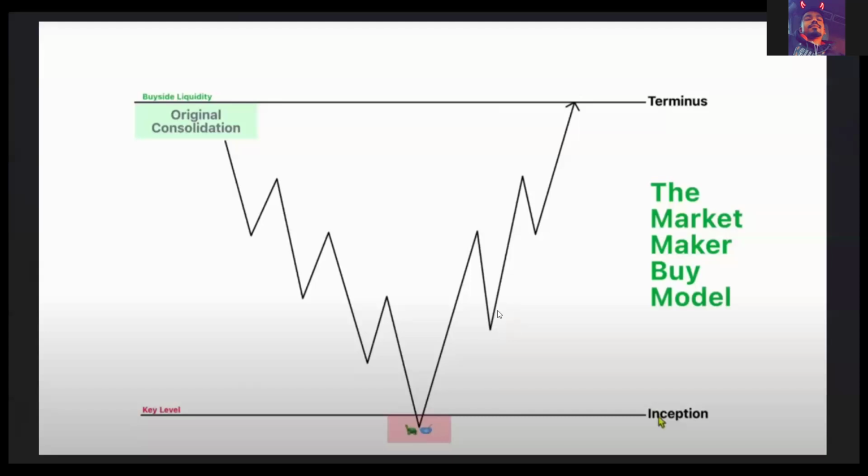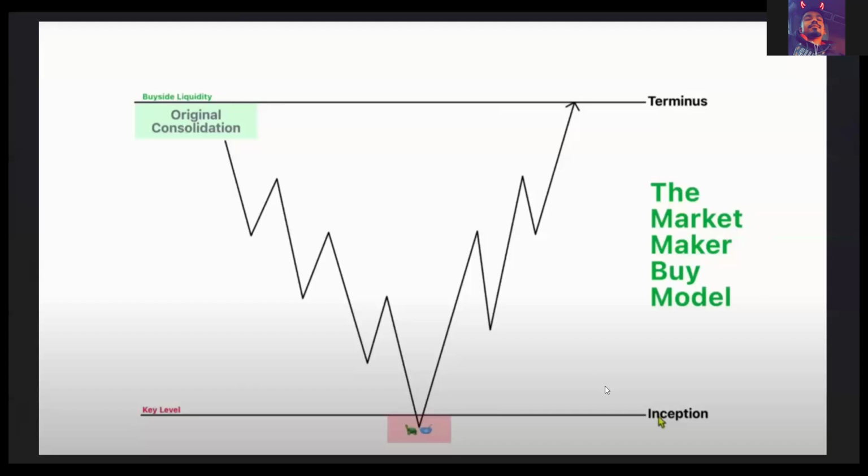We then see continuation, like a continuation high. The market engineers more buy side liquidity below the original consolidation. The smart money retraces, buys more, and continues the higher prices into the key level.